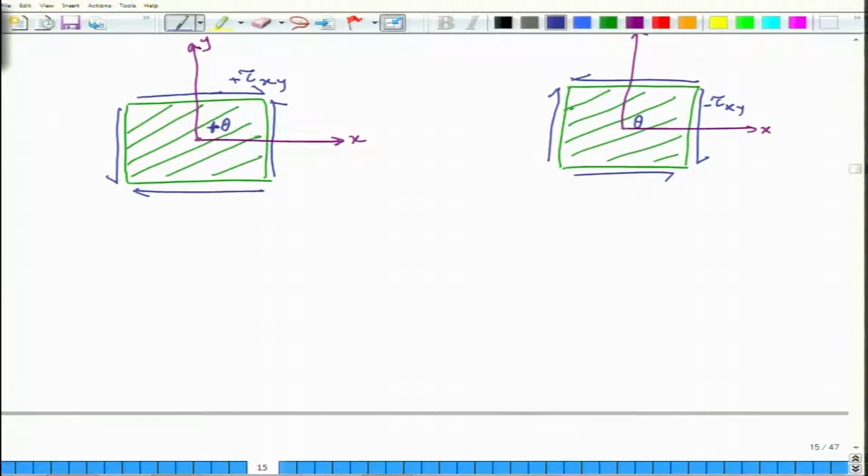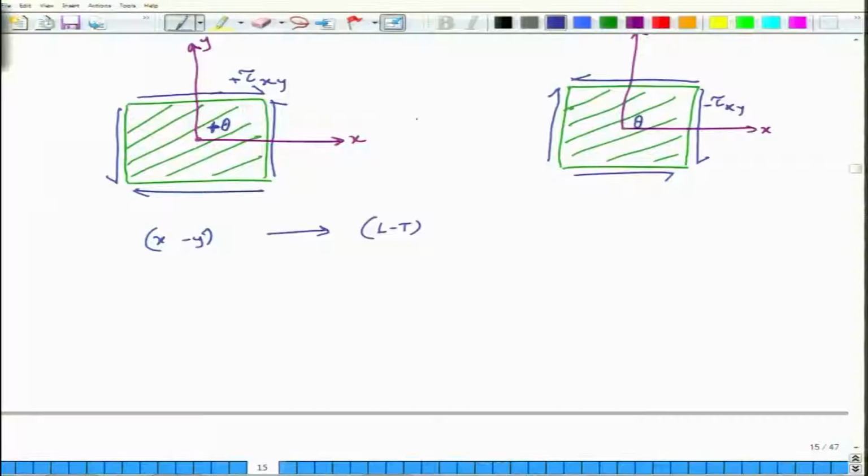Now, if we have to predict failure in this case, what do I have to do? From XY plane, I have to go to LT plane. I have to compute stresses in the LT plane. Right now, in the XY plane, sigma x is 0, sigma y is 0 and tau XY is not 0. But for computing failure, I have to first go to LT plane, so I have to compute sigma L, sigma T and tau LT. Let us assume that this theta in both the cases is 45 degrees. That makes our things simpler. So, if I go from this XY plane to LT plane, what happens in the first case?